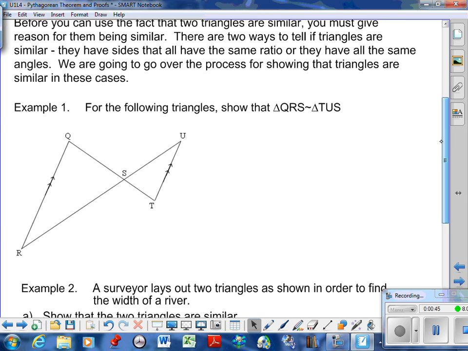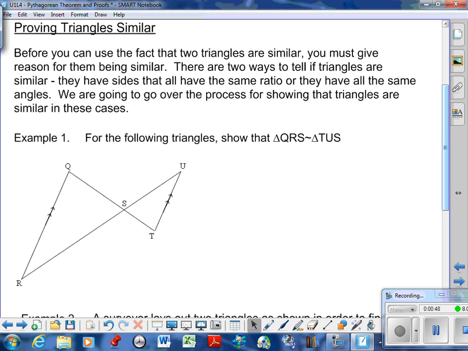So, proving similar triangles. Before you can use the fact that two triangles are similar, you have to give a reason that they're similar. We've already done the similar triangle calculations. On tests and exams, I'm going to tell you that these are similar, and you don't have to do the proof, and then there'll be a separate question that says, explain to me why they are similar. Okay? So there are two ways to tell. If the sides have the same ratio, that's one way. And the other one is if they have all the same angles.